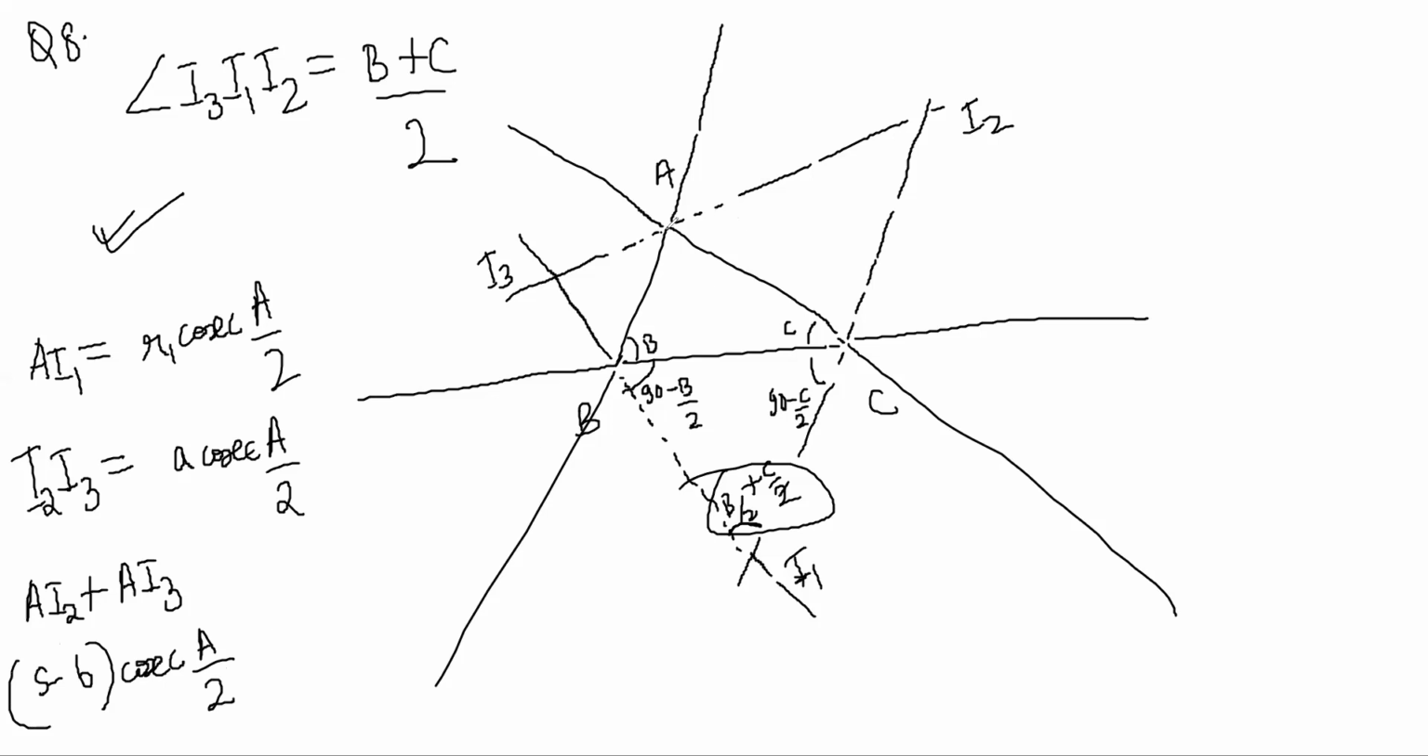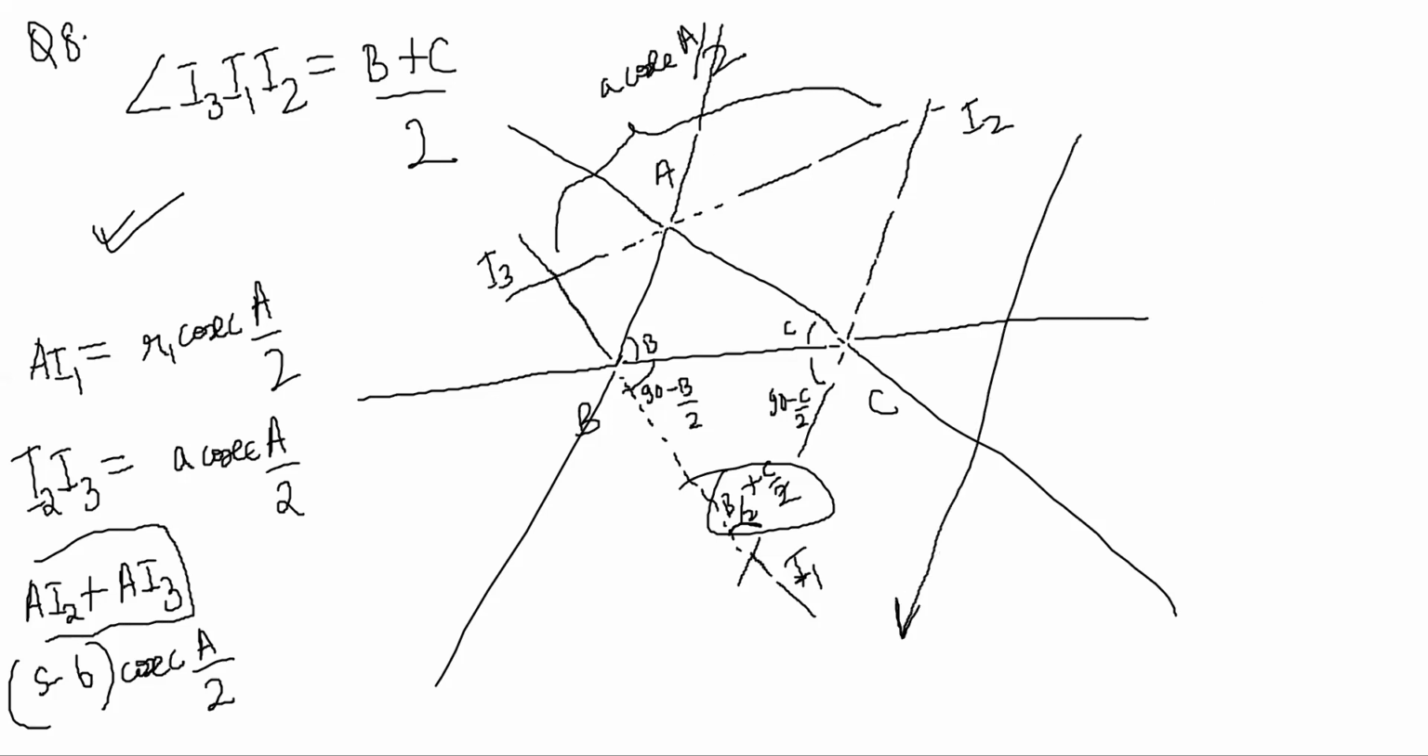So what he had asked you to prove was that the sum of this is equal to this, right? So we know the sides of this triangle. This side we know is A cosec A by 2, the I2, I3 side. So what is I1, I2? A cosec C by 2. And what is this one? A cosec B by 2.